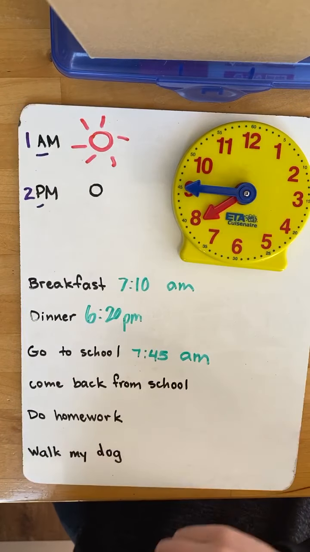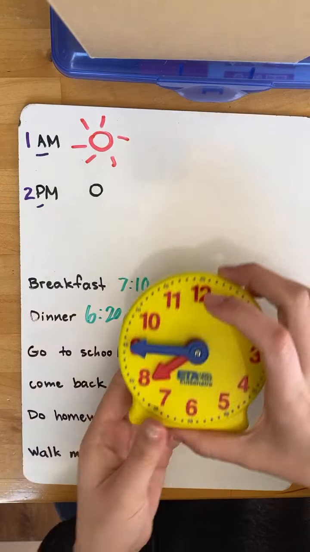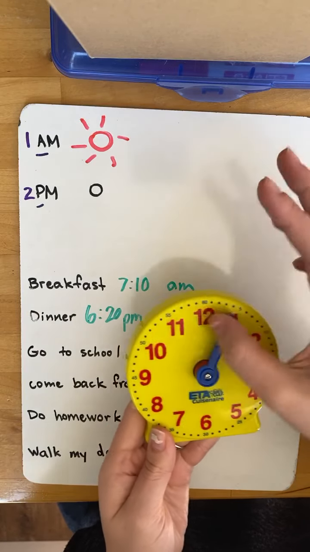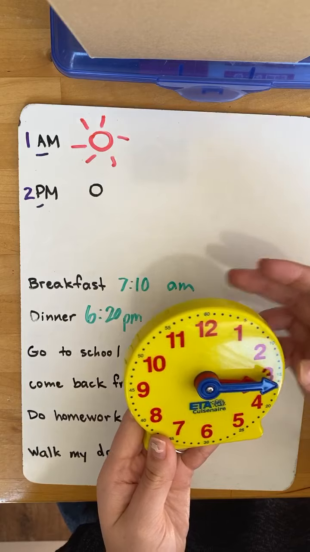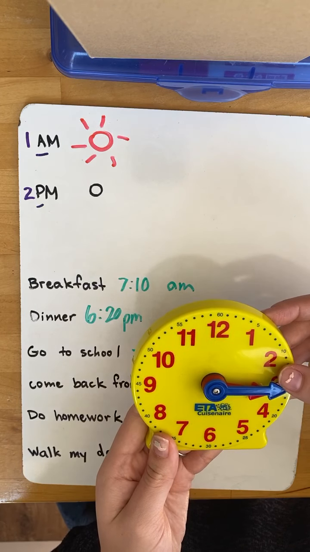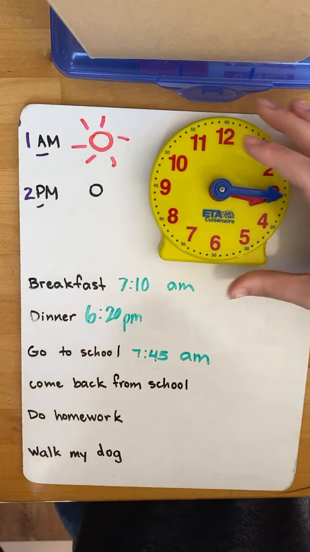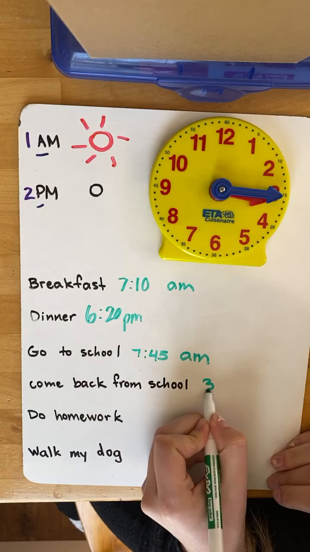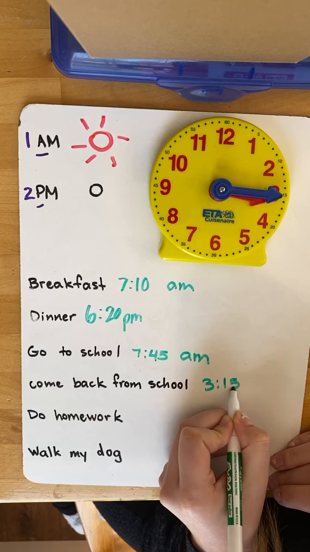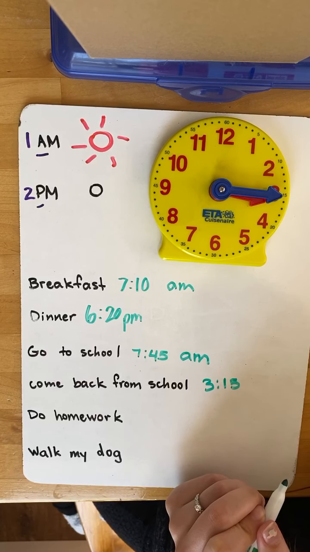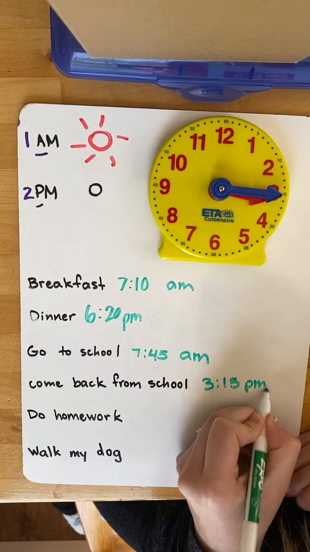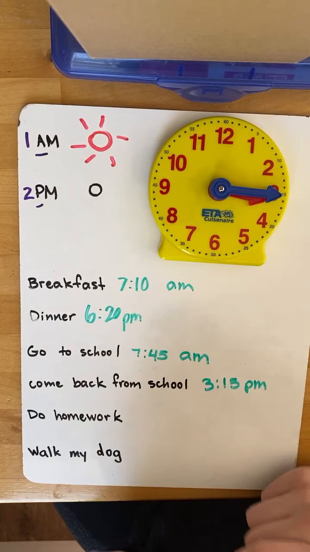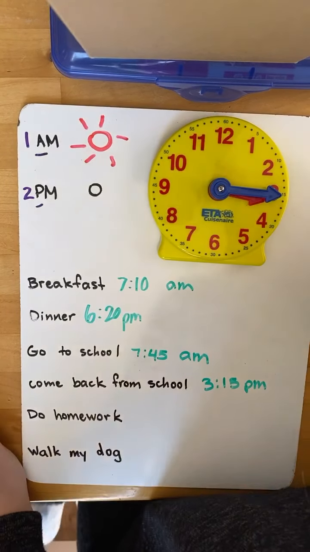I come back from school at 3:15. Would that be AM or PM? It would be PM because it is after lunch. That's how my brain works. It is after lunch, it is time for p.m.